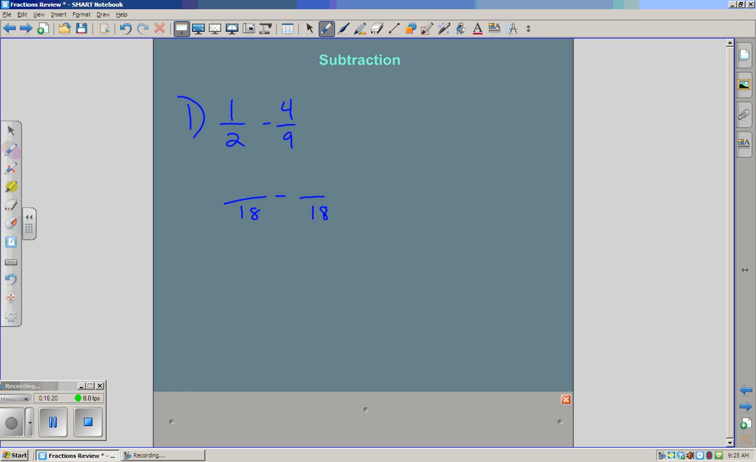So to get from 2 to 18, I times by 9, which is what I'm going to do at the top. To get from 9 to 18, I times by 2, which is what I'll do up here. And 9 minus 8 is 1. My denominator stays the same. 1/18 is my answer.